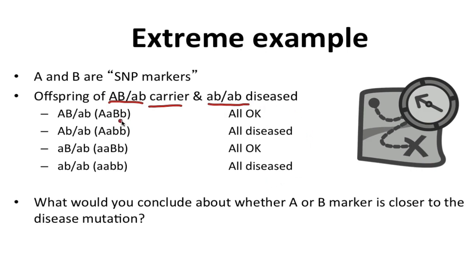So this first one is big A, big B, little b, and it is okay. Next one's big A, little b, and is diseased. Little a, big B, little b, and is okay. Little a, little b, and is diseased. So take a moment, look at this for just a few minutes here, and think about what you would conclude, whether the A marker or the B marker is closer to the disease mutation. Now remember, we don't assume that it is the disease mutation, we're just saying it's linked to it. One of these may be linked to it. So think about it, would it be the A marker, the B marker, both, or neither?